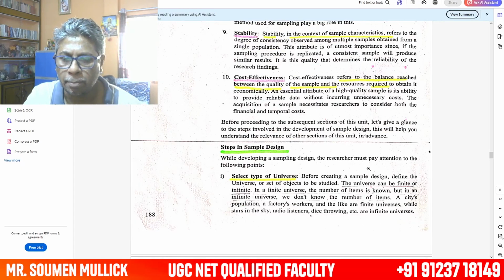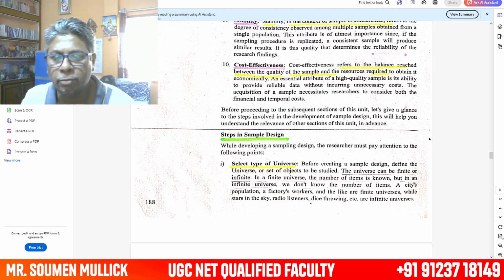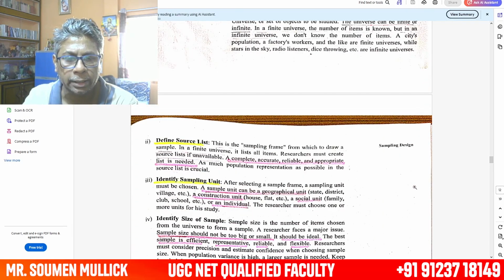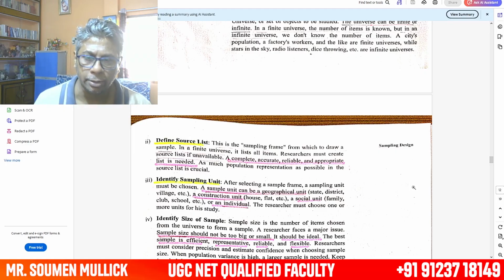In sample design, first of all, select the type of universe. Universe can be finite or infinite. Define the source list; a complete, accurate, reliable, and appropriate list is needed.